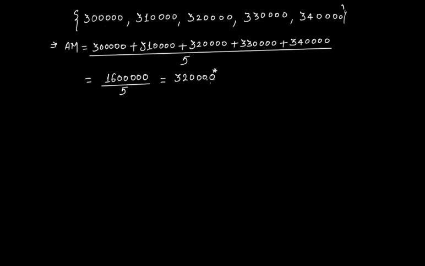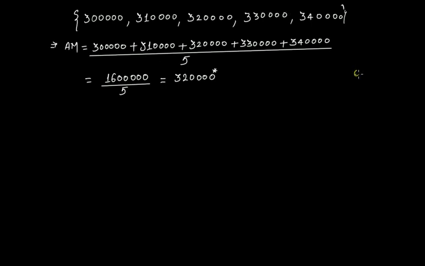This arithmetic mean is telling you the average. So this 3 lakh 20,000 is the average annual salary for this group of 5 people. Now you can say, hey, I can use median also in this case. Yes, very true, you can use median also. If you look at these values, they are already in an ascending order, starting from 3 lakh to 3 lakh 40,000. So here you don't need to rearrange it. Now, what will be the middle value for this data set of 5 values?